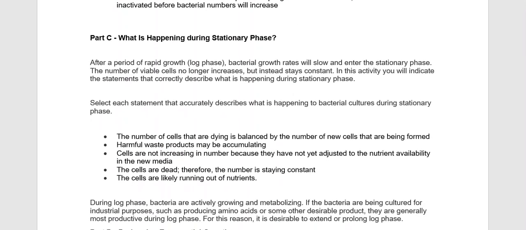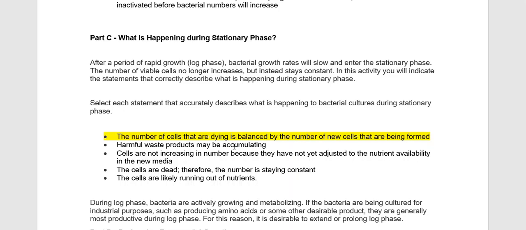after a period of rapid growth, bacterial rates slow down. They get into the stationary phase, and that's where the number of cells coming in roughly equals the number of cells that are dying out of the population. Select each statement that accurately describes what's happening to bacterial cultures during the stationary phase. So, what we have here, first of all, are the number of cells that are dying balanced by the number of cells that are being formed? Absolutely, that is something we talked about.